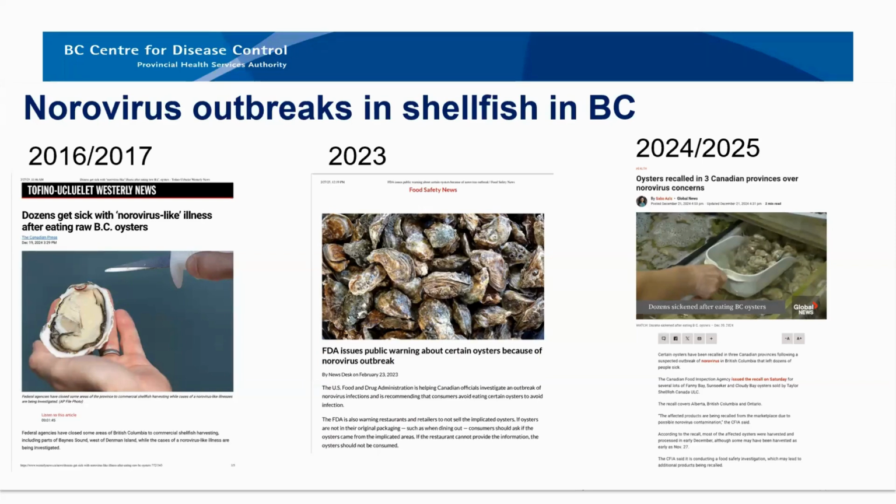Right. One of the things that you'll notice here is that these outbreaks have occurred multiple times. You'll see three newsworthy outbreaks that are associated with oysters here in BC. So these oyster outbreaks continue to occur. It's not every year.